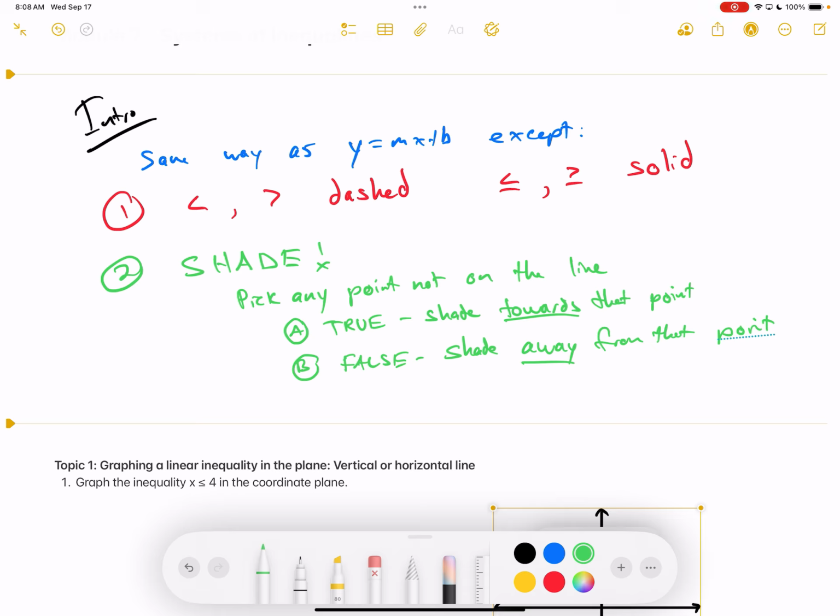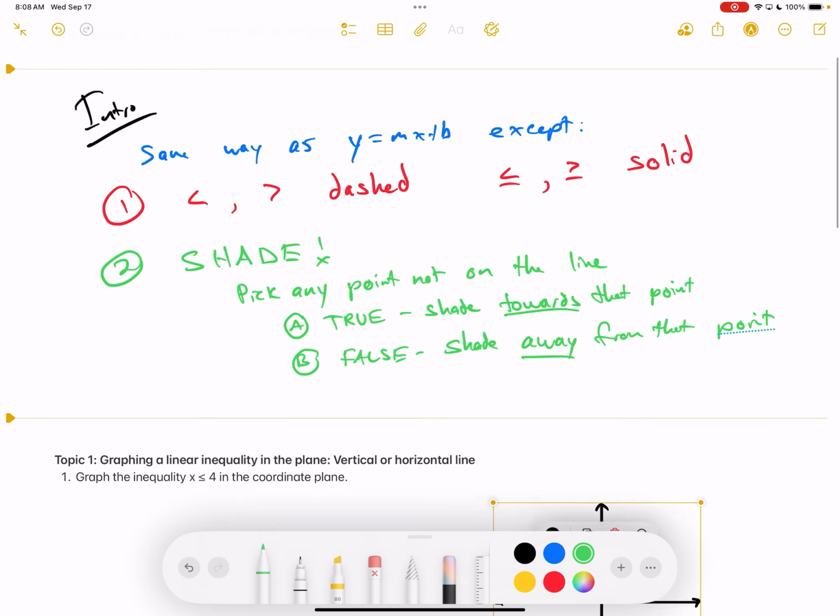Sometimes, if it is in y equals mx plus b form, you can kind of look at it and say, okay, if it's greater than, I shade above. If it's less than, I shade below. But sometimes it gets hard to see those.